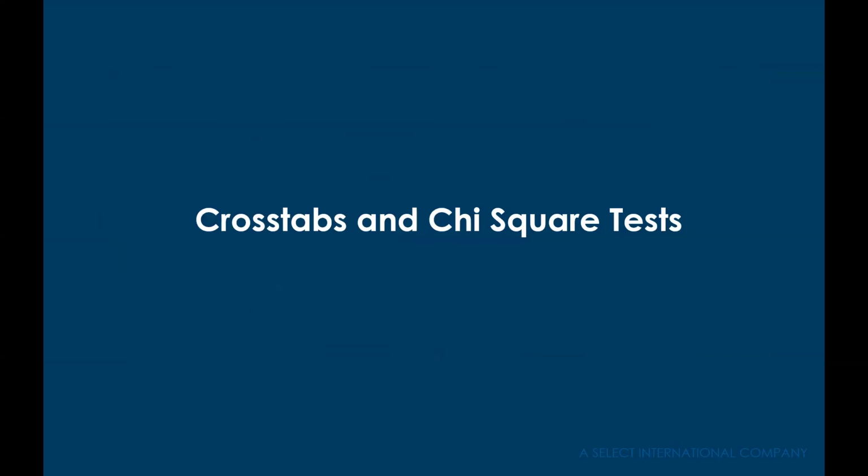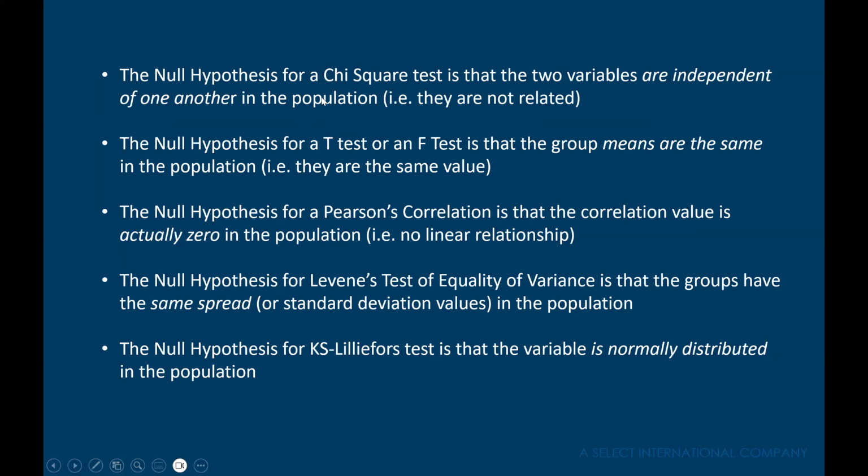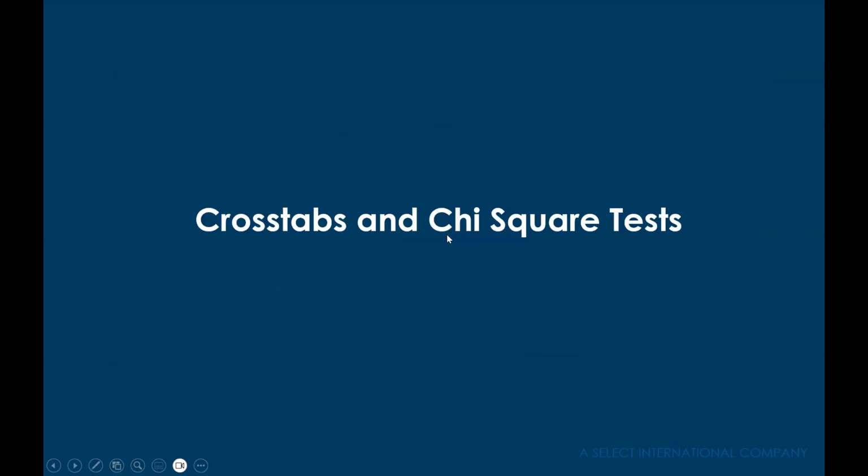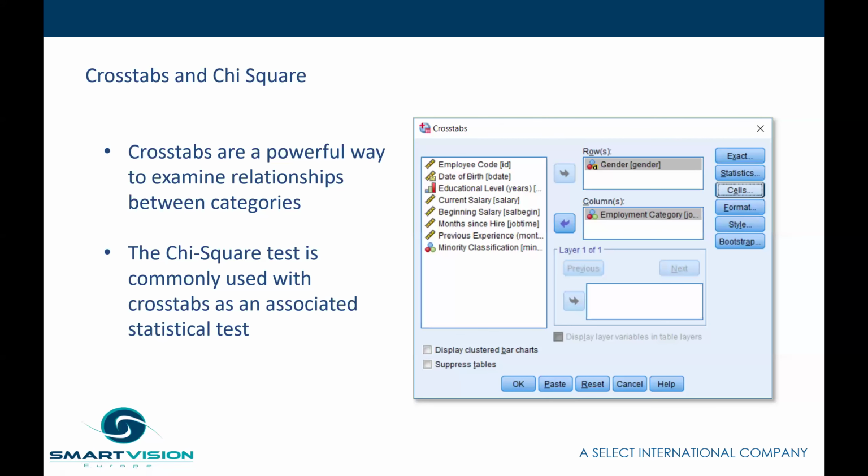Let's look at an example: crosstabs and chi-square, one of the first ones we talked about. The null hypothesis for the chi-square test is that two variables are independent of one another. I'm going to do a little crosstab for you in a minute and show you how you can get this in SPSS, but first I'll show you how this is calculated. Crosstabs are a powerful way to examine relationships between categories, and the chi-square test is commonly associated with crosstabs.